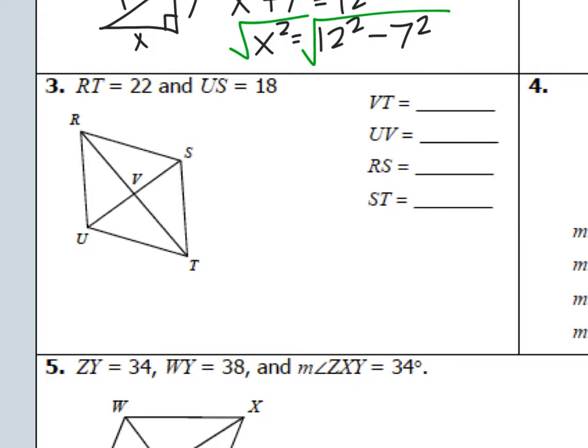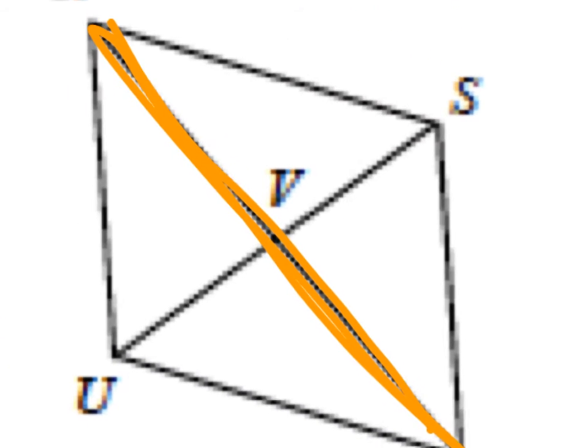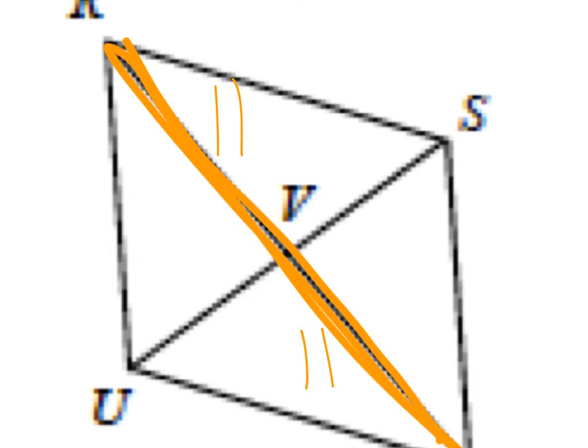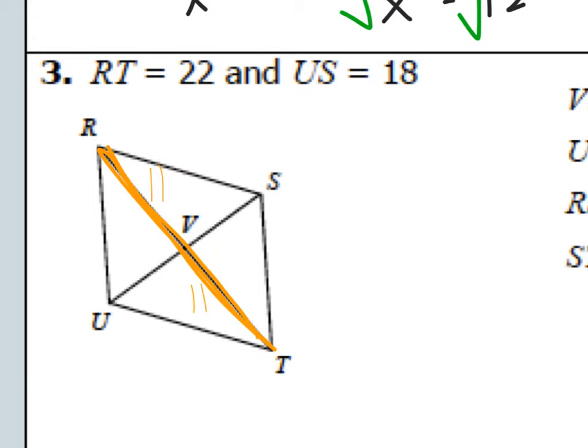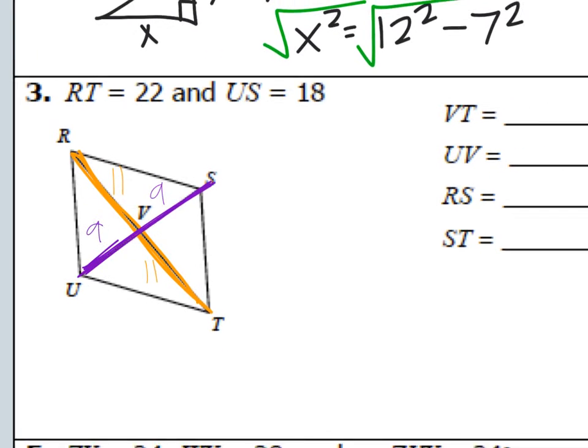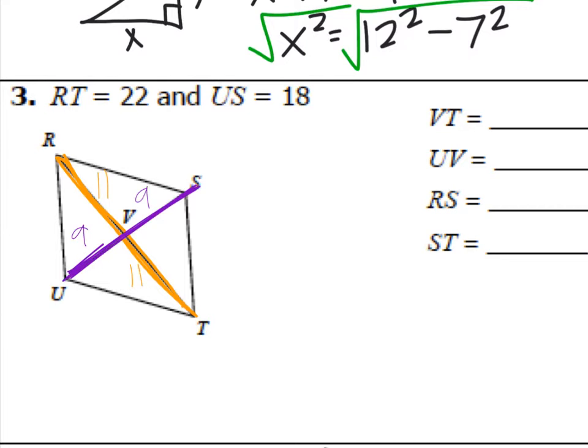RT is 22, US is 18. So RT is 22, so this whole thing is 22. So if I zoom in, this is 11, this is 11. US is 18, so this whole thing is 18, which means this is 9. That is 9, and that is 9. So let's first see if there's anything that I can fill in using that information. VT, 11. UV, 9. RS can't solve for it yet. ST can't solve for it yet.